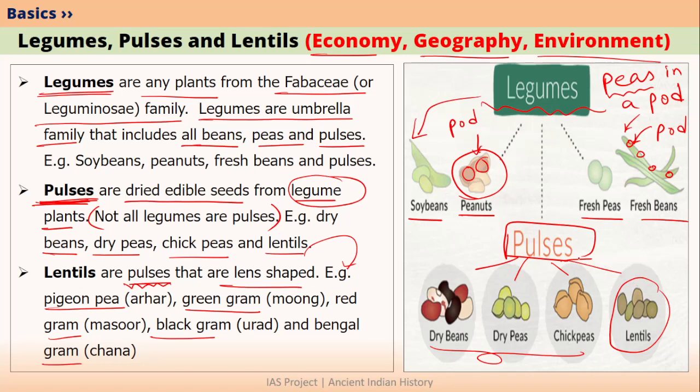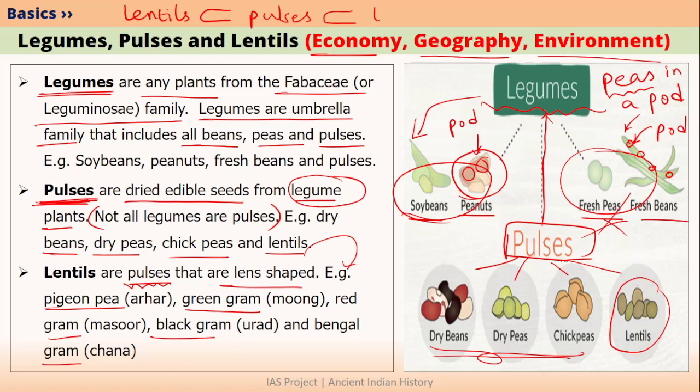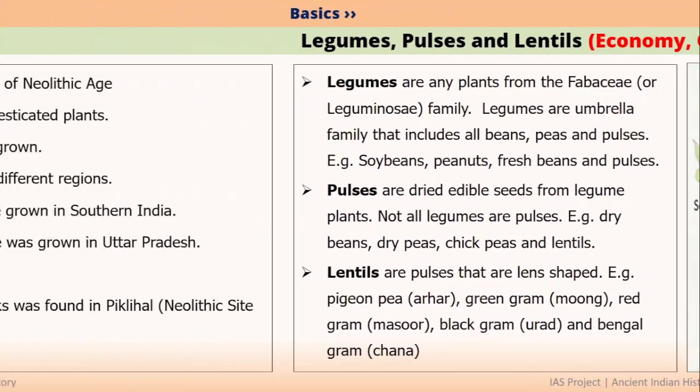All lentils are pulses, but some pulses are not lentils. All pulses are legumes, but some legumes are not pulses. Similarly, all lentils are legumes. I hope you are able to appreciate this hierarchy. We can also write it like this. Lentils are basically a subset of pulses, and pulses are a subset of legumes. So that was about legumes, pulses and lentils.